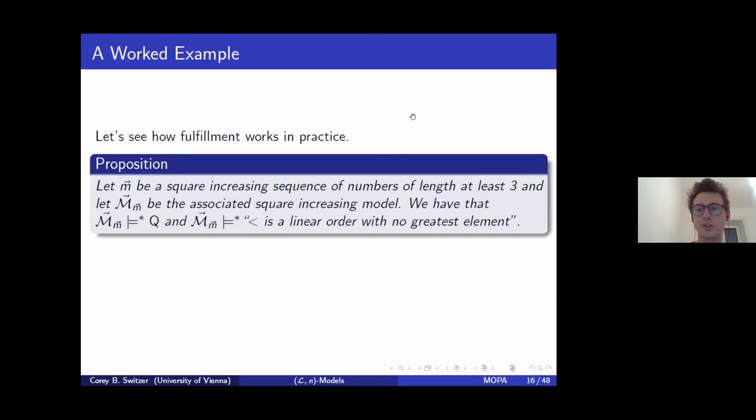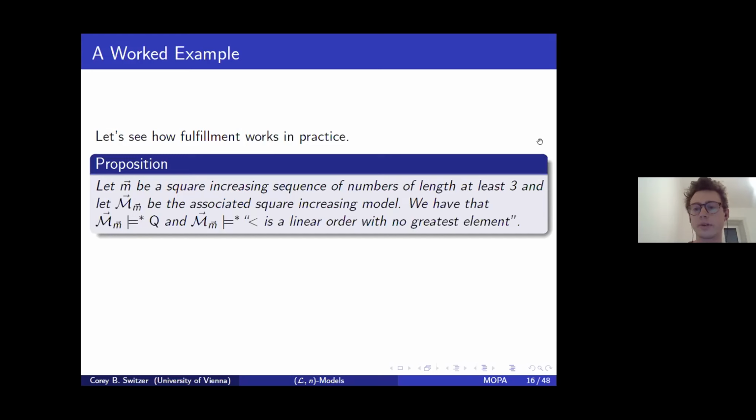But because the depth of each one of those sentences was 2, if I take a square increasing model, then we have that m sub n, this square increasing model, is a model of Q. And what I mean by fulfilling a whole set of sentences is that it fulfills each one. And actually, sorry, this maybe answers the point.